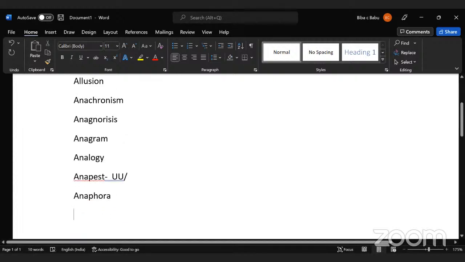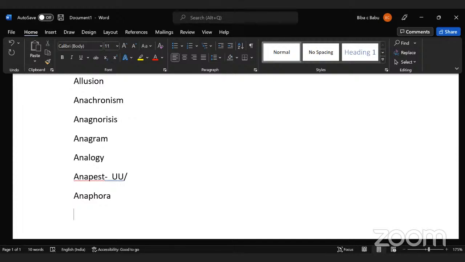Anaphora is a literary device or a rhetorical device in which a word or a group of words is repeated at the beginning of a sentence to add emphasis and create an artistic effect. So when you want to say something very important, a particular phrase or group of words that you use in the beginning is repeated in the beginning to add emphasis. It creates an artistic effect.